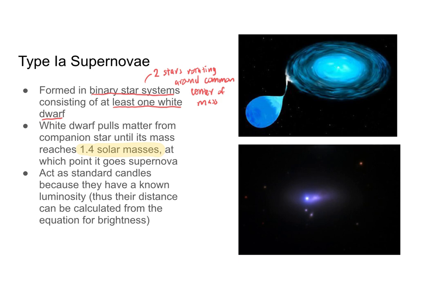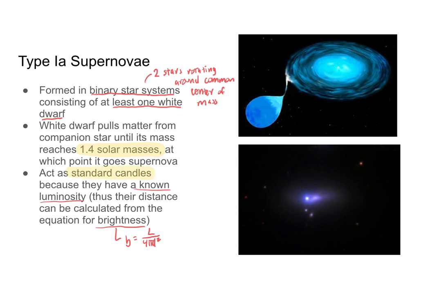These types of supernovae are really useful because they have a known luminosity. So this is just like our Cepheid variables, right? If we have a known luminosity, then we can calculate the distance of that object by using the equation for brightness. If you remember, brightness is equal to luminosity over 4 pi times the distance from the object squared. So if we know both brightness and luminosity, then we can find distance. So like Cepheid variables, type 1a supernovae are known as standard candles.